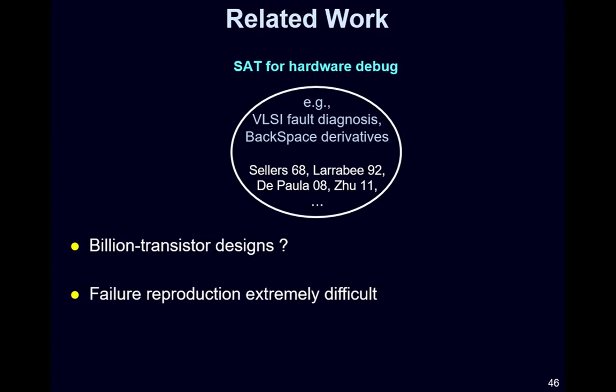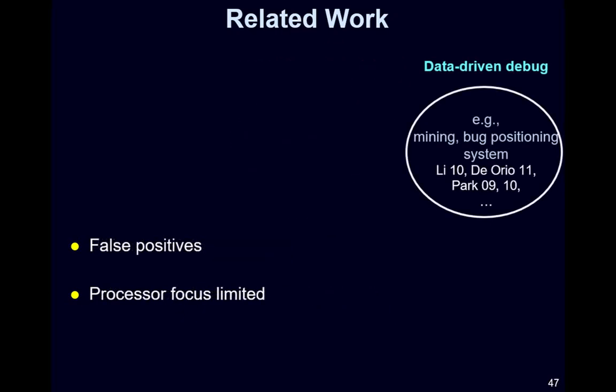Using Boolean analysis techniques has gone back to the 1960s for hardware debug, and current techniques like BackBones have improved on this over time. Other techniques, such as BackSpace, have also attempted to solve this problem. However, the key challenge is always, how do you scale for billion transistor designs? And one thing I'd like to point out is that if you want to read some of the work on BackSpace by DePaula, they talk about how difficult failure reproduction is, which is a technique a lot of people try to use. Lastly, you have data-driven debug. And here the biggest problem are false positives, which can often lead to you chasing thin air. Basically, you're going after bugs that don't really exist, and that can be a huge waste of time and money.